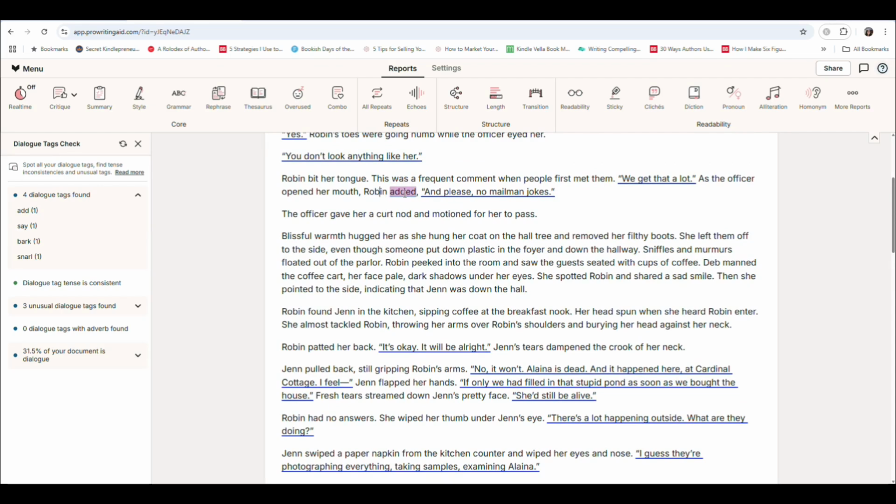So instead of this, they're saying to get rid of it, or you could add an action. As the officer opened her mouth, Robin held up a hand. "And please, no mailman jokes." That would be an action instead of having a dialogue tag.